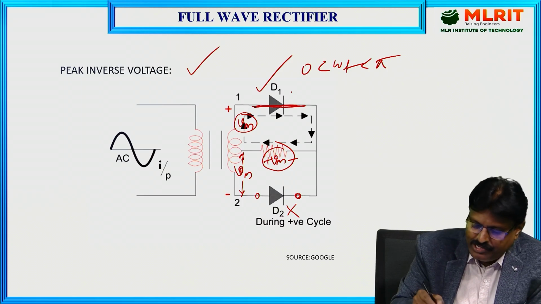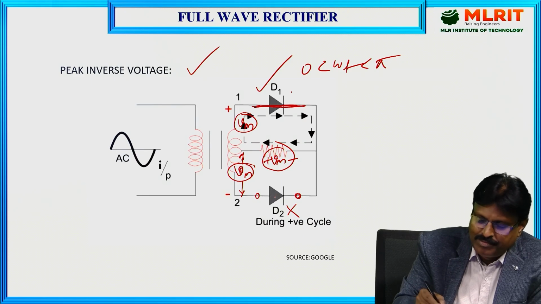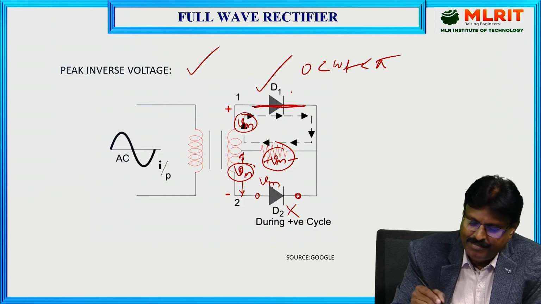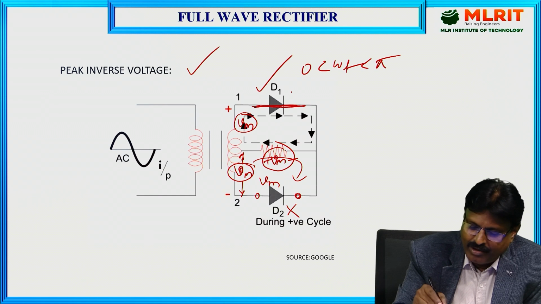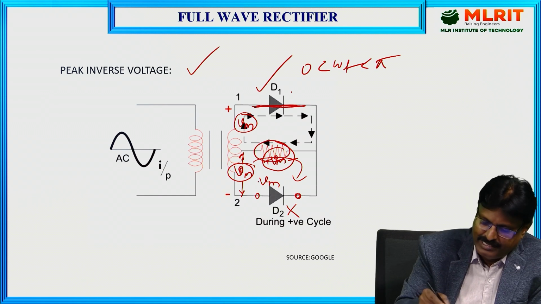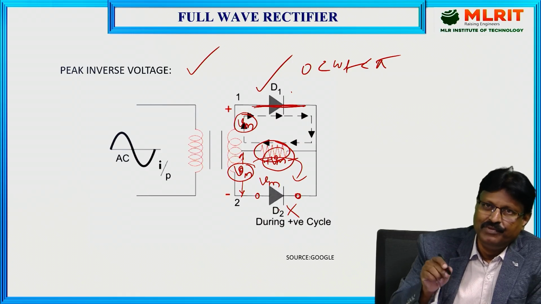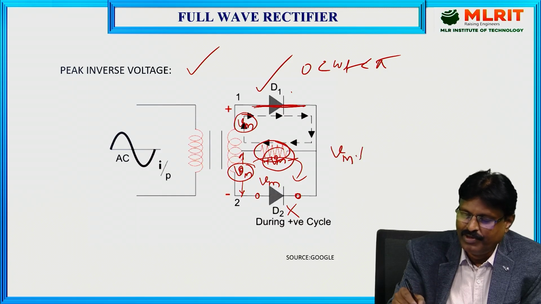So the diode D2 is under reverse bias. So the Vm value must be withstood by this diode D2. Why? Because it is reverse biased. If you observe the loop equation here, already across this load resistance RL, Vm is there. So Vm plus this provided input voltage Vm. So the total voltage that has to be withstood by this diode D2 must be Vm plus Vm.